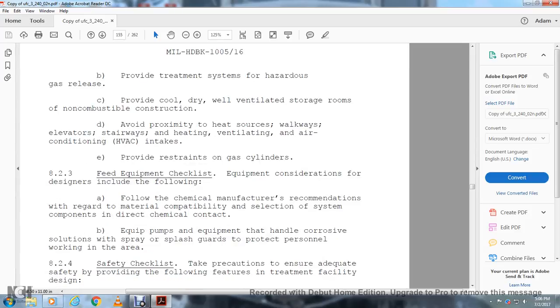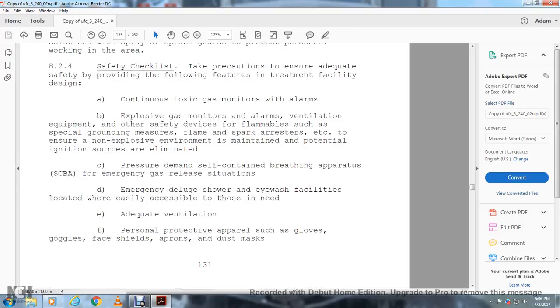Feed equipment checklist. Equipment considerations for the designers include the following: chemical manufacturer recommendations with regard to material compatibility in the selection of system components for direct chemical contact; and pumps and equipment that handle corrosive solutions, with spray and splash guards to protect personnel working in the area.